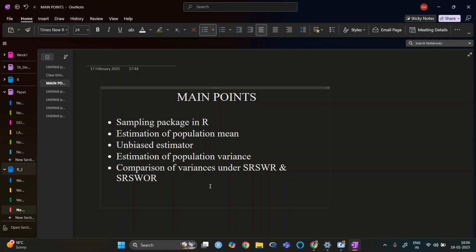If you have any question, you can ask now or later. Basically, in this class, we will go through the sampling package. If you remember, in the last class we went through the sample.